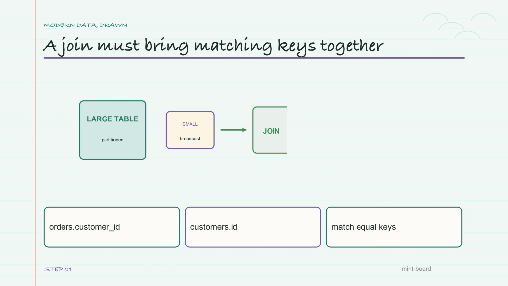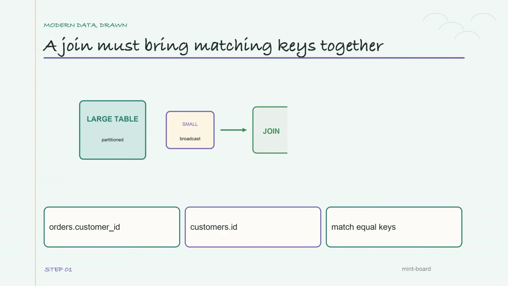We will build this idea one small step at a time, using a picture instead of jargon. Joining orders with customers means every order key must find the matching customer key. The physical strategy decides where that meeting happens. Let us slow that down and make it concrete.